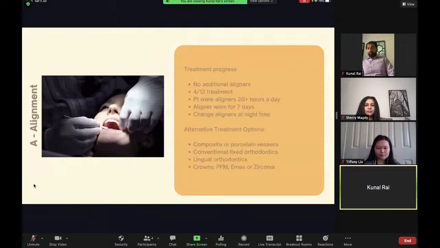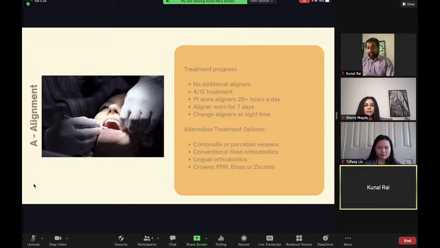There were no additional aligners required, so the treatment was basically completed in 4 months. The patient wore them as expected, more than 20 hours a day, and changed them every 7 days. Based on my patients' experience, I've done more than 100 cases with Invisalign. They always said that changing at night time helps them, as they are sleeping through the pain.